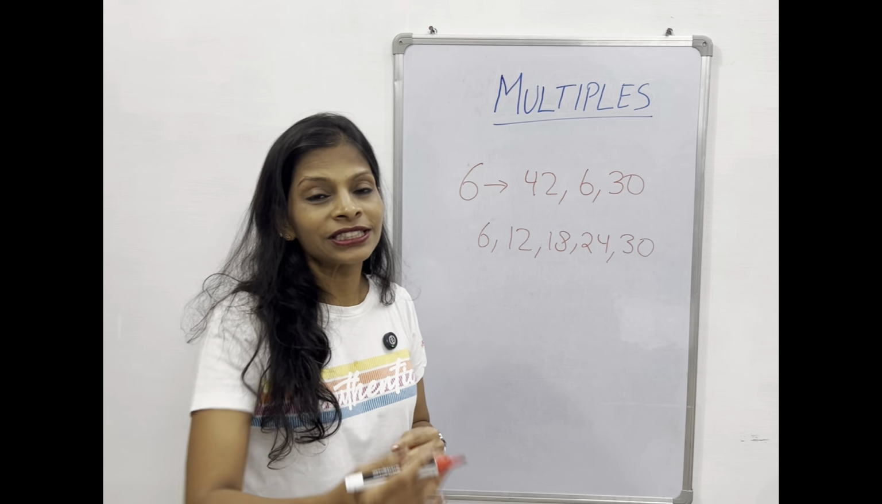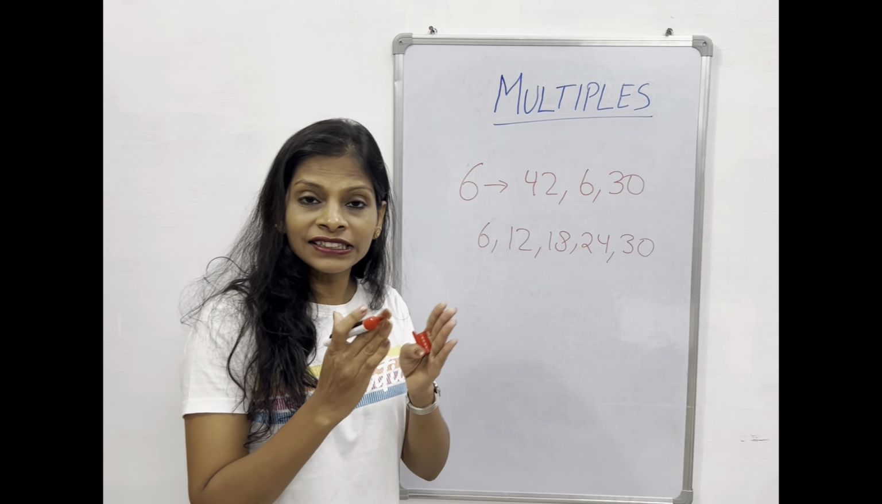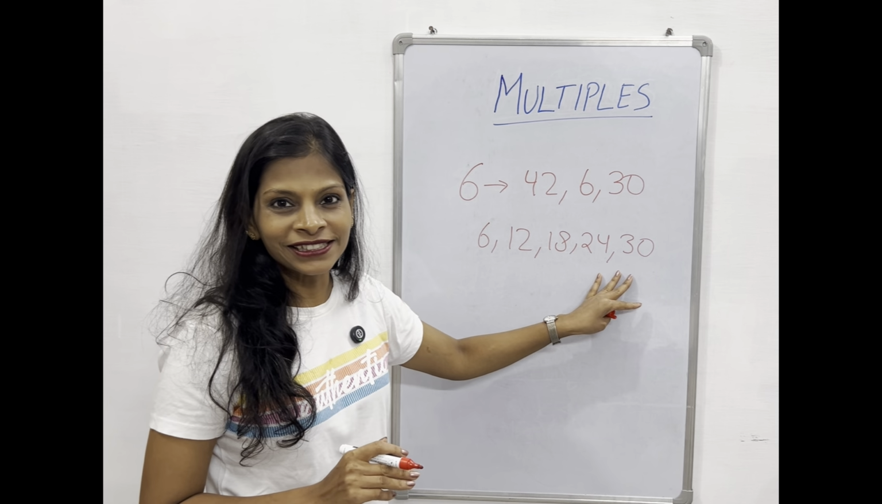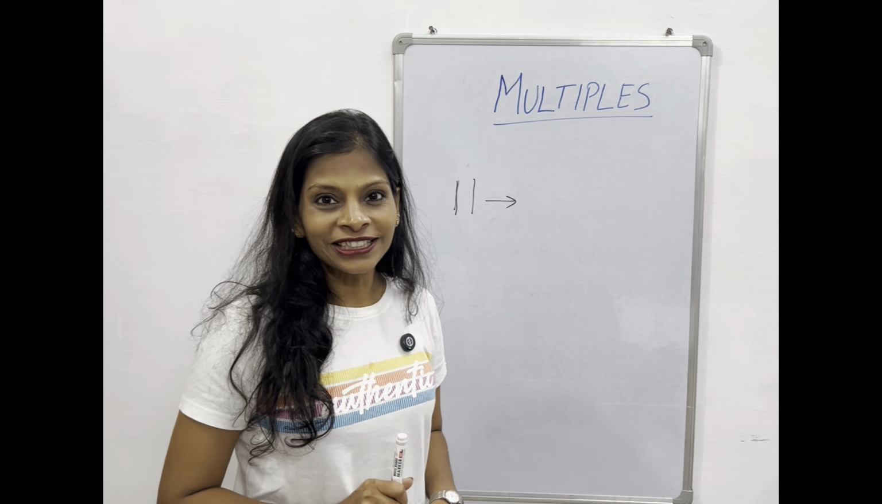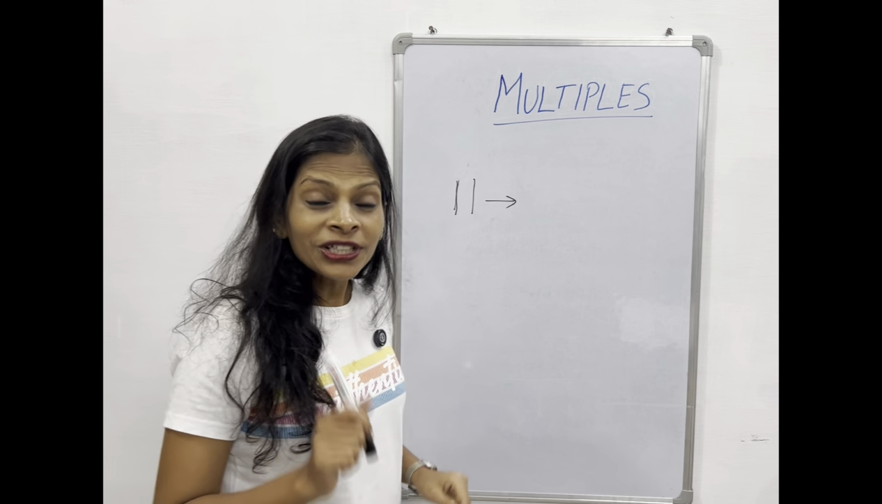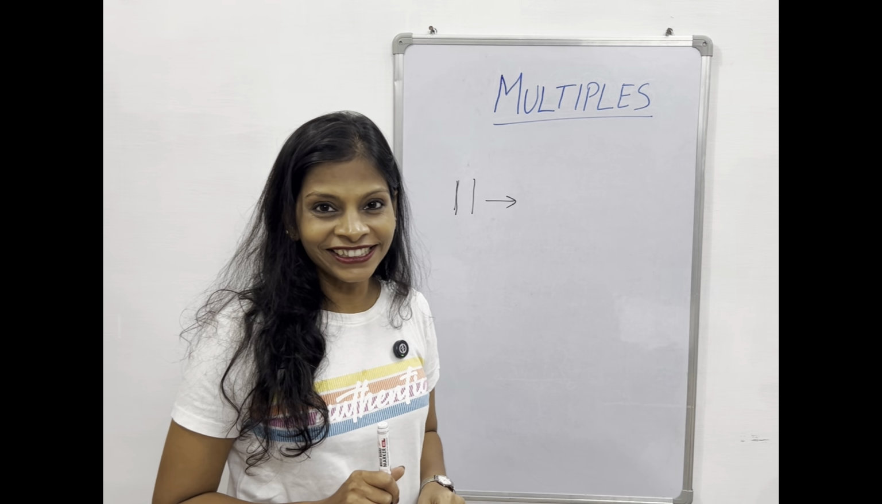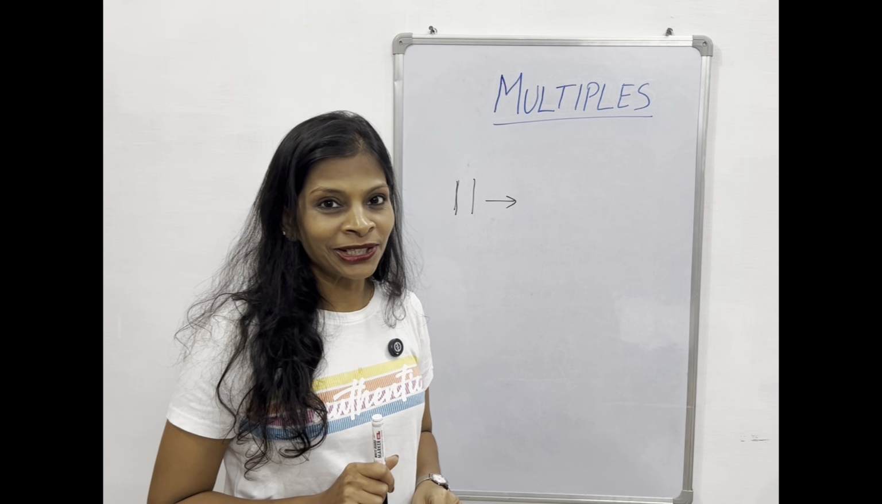You can either do skip counting or keep adding the numbers and you can get the multiples. Now it's your turn. I want you to write only the even multiples of 11 and do mention your answers in the comments.